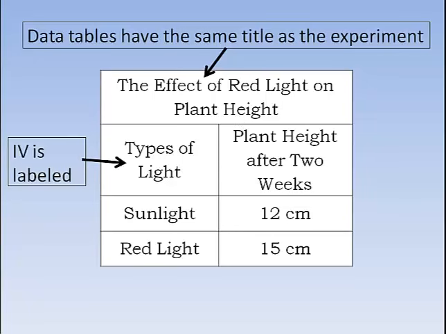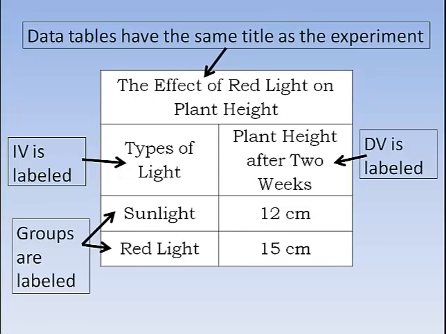Below the title, we're going to have the IV and the DV. Below that, we're going to have our two groups. They'll be listed under the IV. So in this case, here is our control group and our experimental group. How do I know this is our experimental group? Because this group contains the IV, and the experimental group always contains the IV, so therefore I know this is my control group.